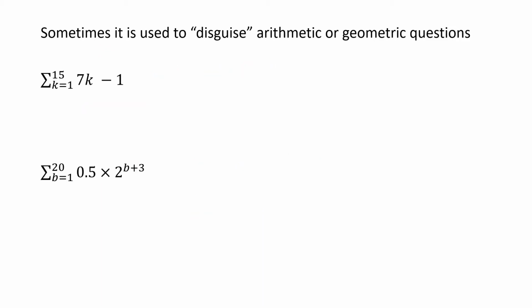Now, sometimes this sigma notation is used to disguise arithmetic and geometric questions, essentially. Let's look at these two as examples. All you've got to do is plug in the numbers they give you and try and recognize the sequence they have. So our first term here is we're going to sub 1 into here. So we're going to do 7 lots of 1 minus 1, and then we're going to do 7 lots of 2 minus 1, and 7 lots of 3 minus 1. And this sequence keeps going all the way up to 7 lots of 15 minus 1.